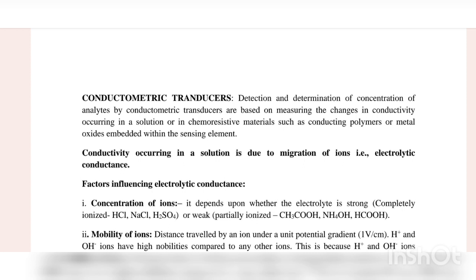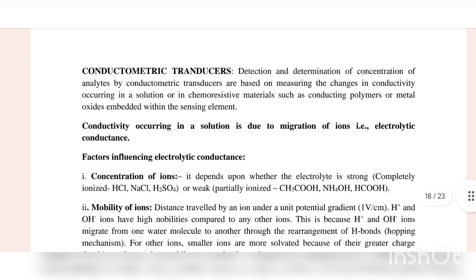It is done either directly by the determination of the conductance of a solution or by the reaction of an analyte with the chemiresistive materials. How the conductance of a chemiresistive material is affected by the reaction or interaction with the analyte. So two ways we can use. This is the measurement method we are using in conductometric transducers.